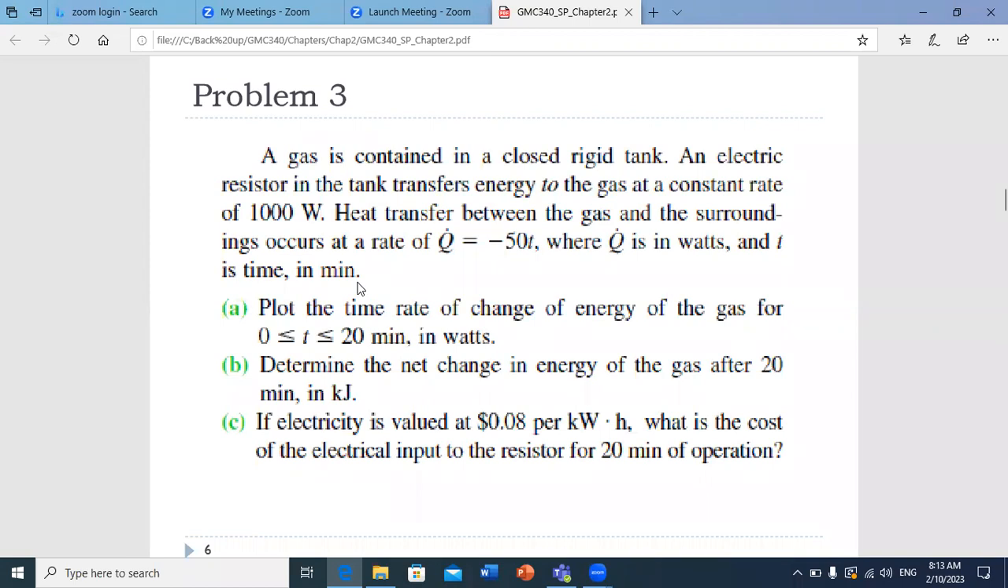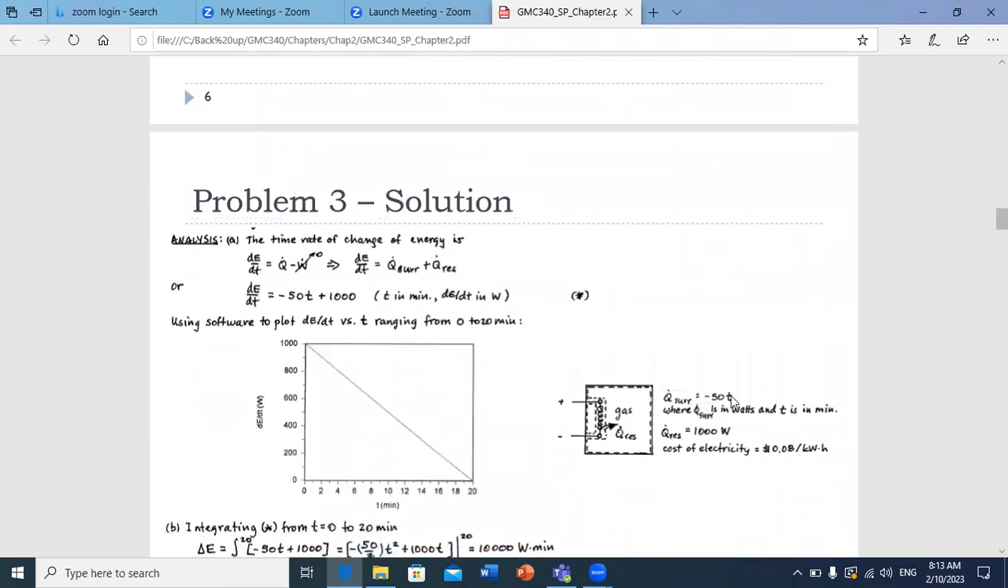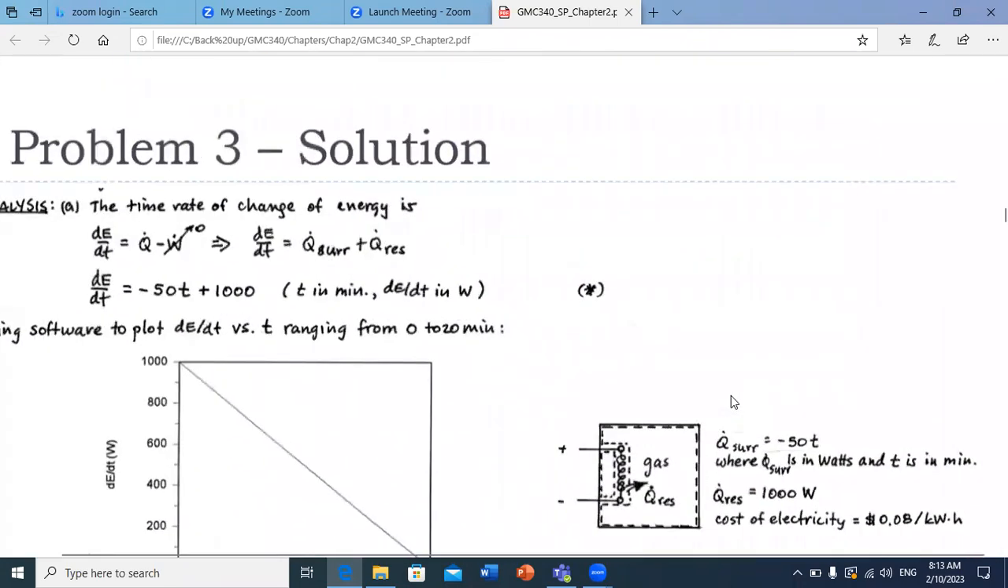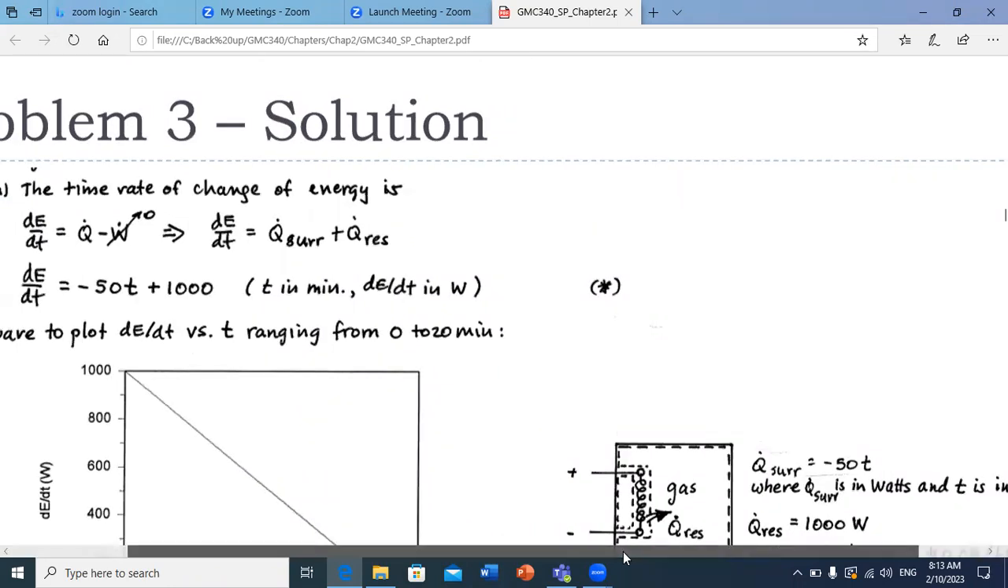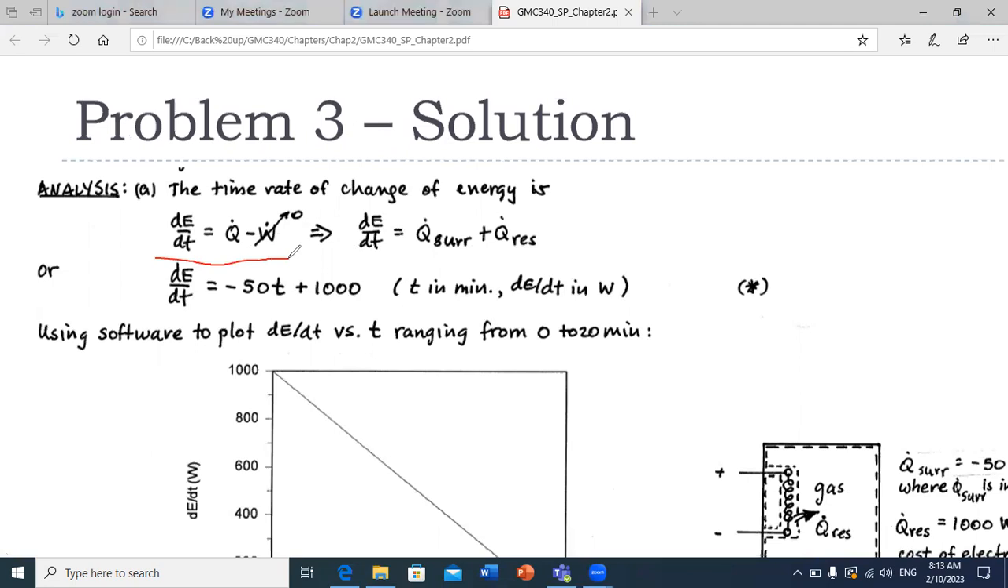Okay. We want to plot the time rate of change of energy of the gas for T between 0 and 20 minutes in watt. Okay, so first, whenever we have such a problem, the first step will be to write the energy balance. And we start from the energy balance to solve our problem, okay? From the energy balance, what can we write? Any variation in energy can be calculated as Q dot minus W dot. This is the rate equation, okay? Because here we are finding the variation with time.